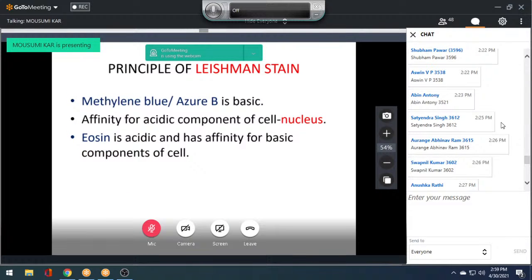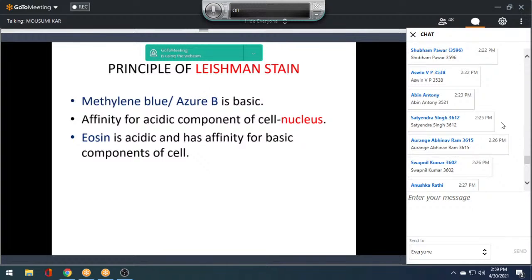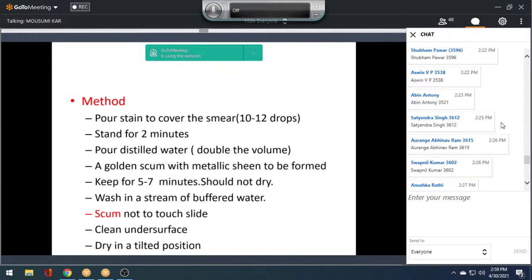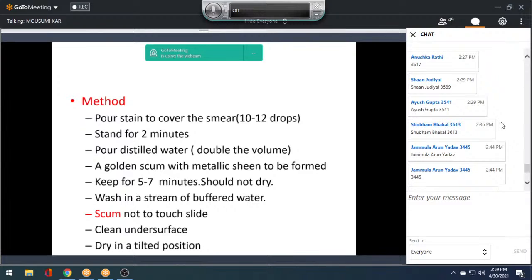This is the principle we've already learned. Opposites attract. And the method you have to know: you have to pour the stain, and you have to count the stain. Suppose you're pouring 10 drops of the stain. Let it stand for 2 minutes. In that time, the acetone-free methyl alcohol will act and fix the smear, because for the first 2 minutes there is no staining, there is only fixation.